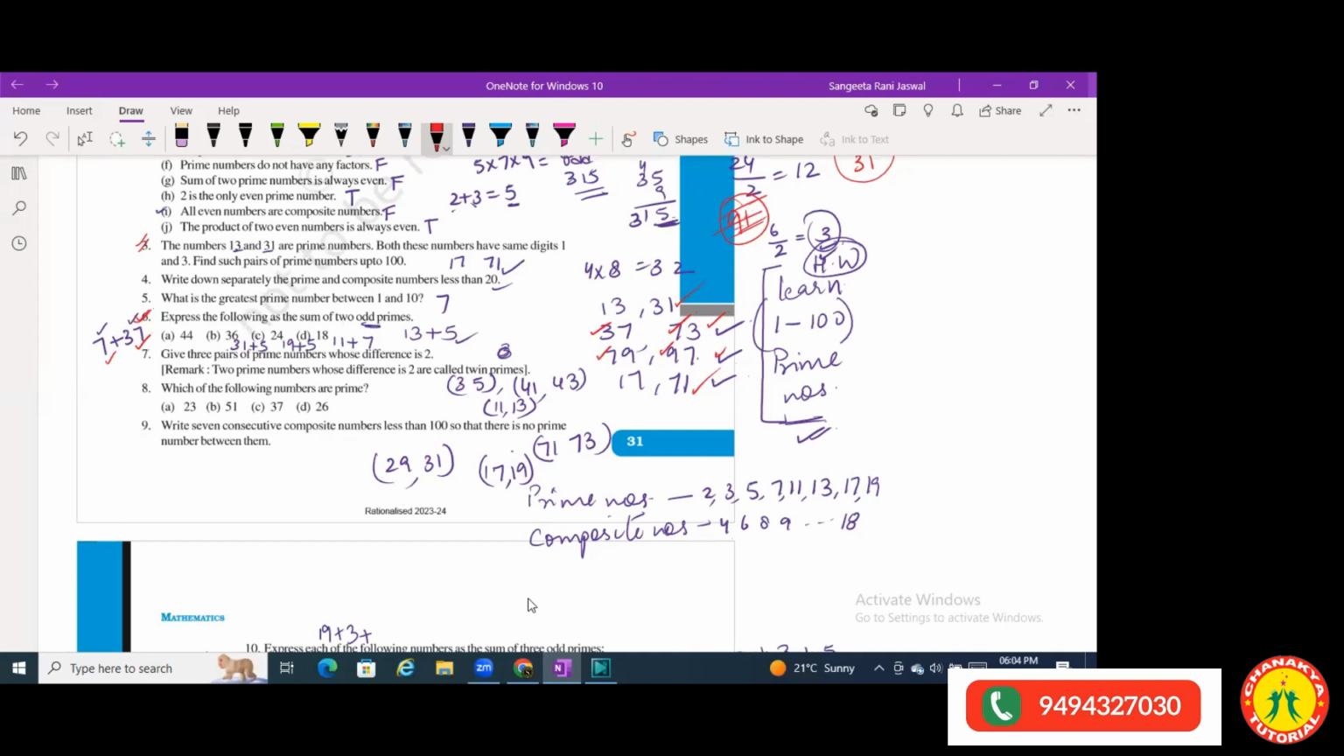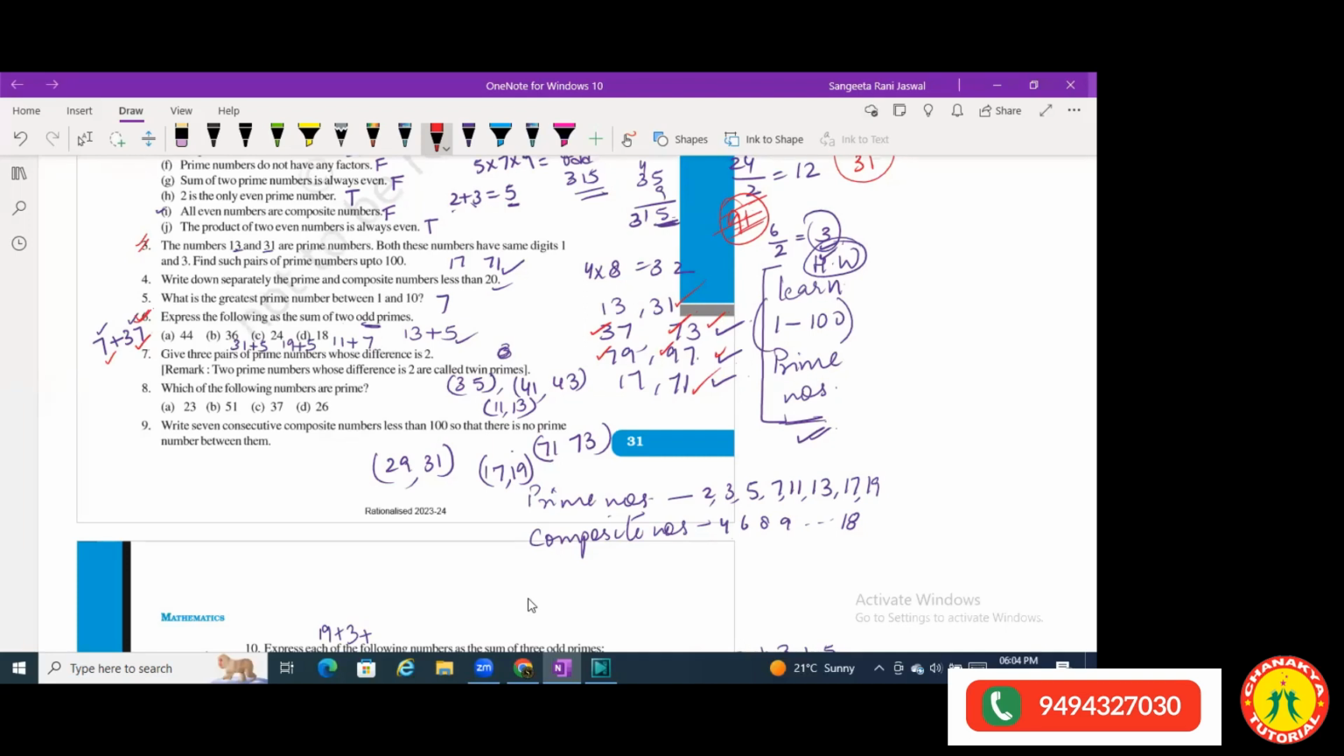Now 36 can be written as 31 plus 5. It's not necessary that you make only this pair. You can use any other prime numbers also to make this combination. Now 24 can be written as 19 plus 5.